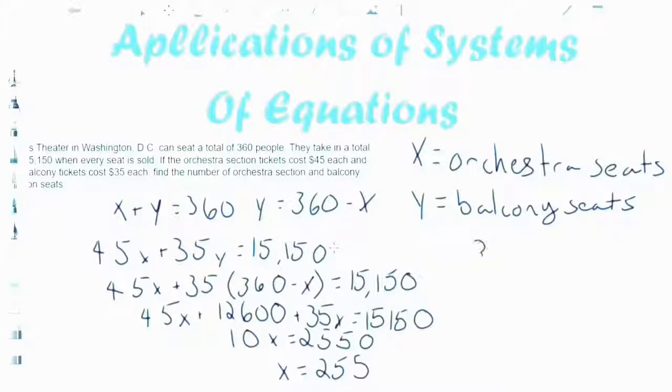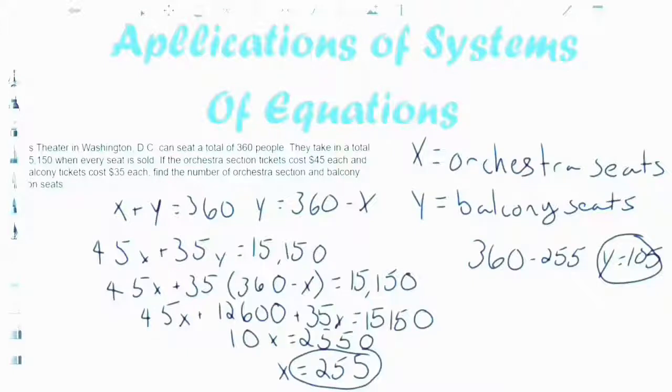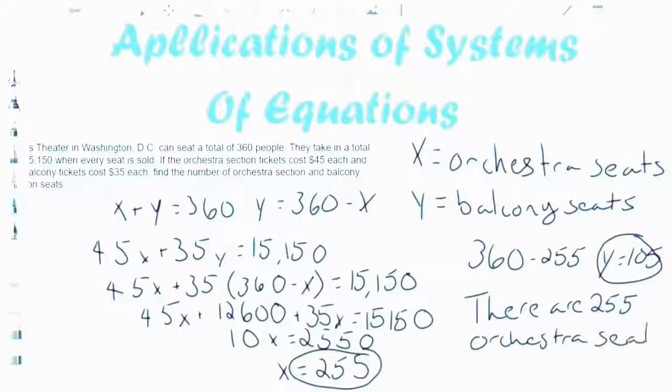With that information, we can now figure out y with the x equation. So 360 minus 255, and then y equals 105. Then, in every word problem, you need a sentence. So the sentence we can make is, there are 255 orchestra seats and 105 balcony seats.